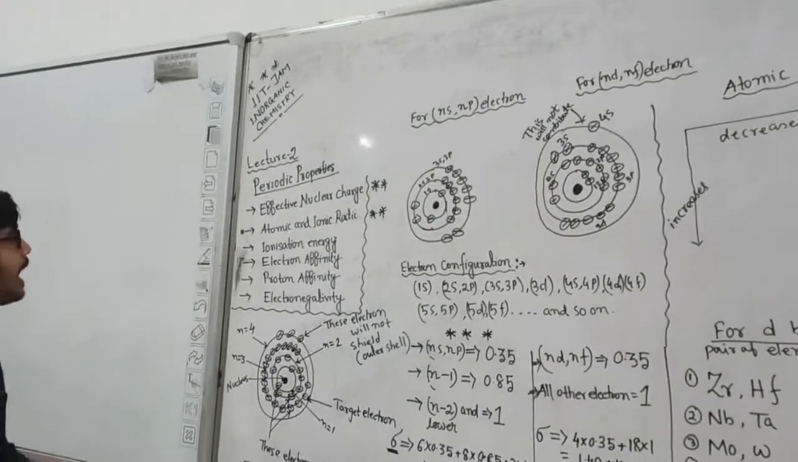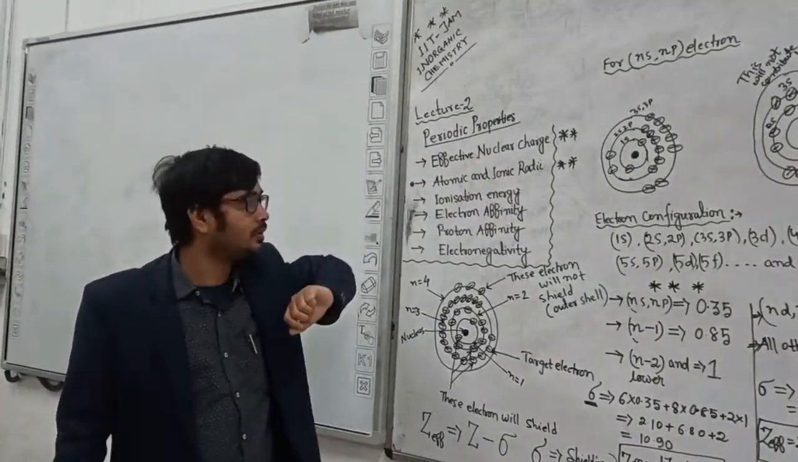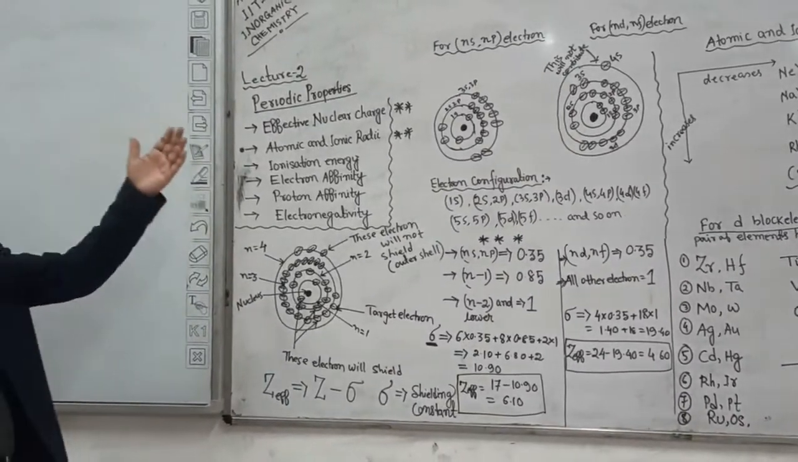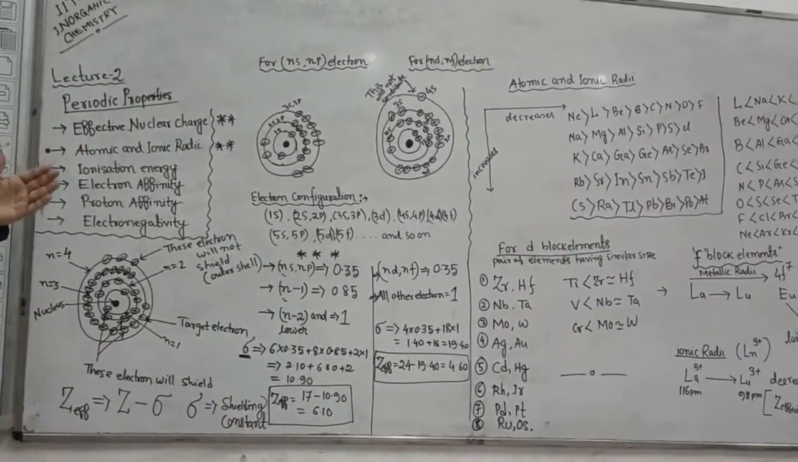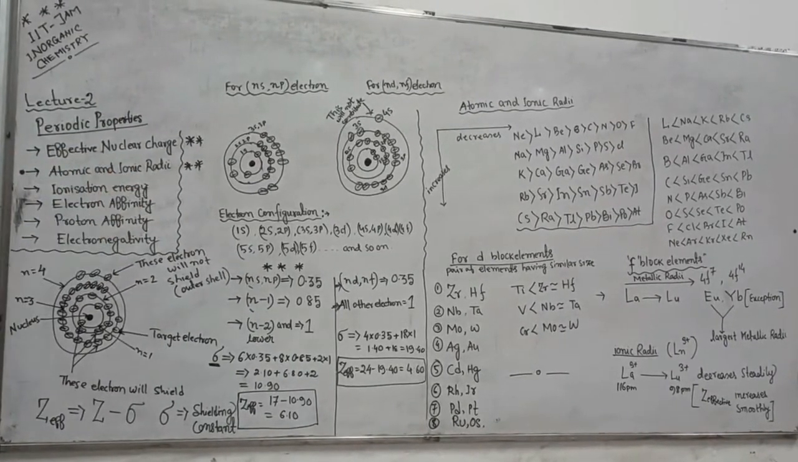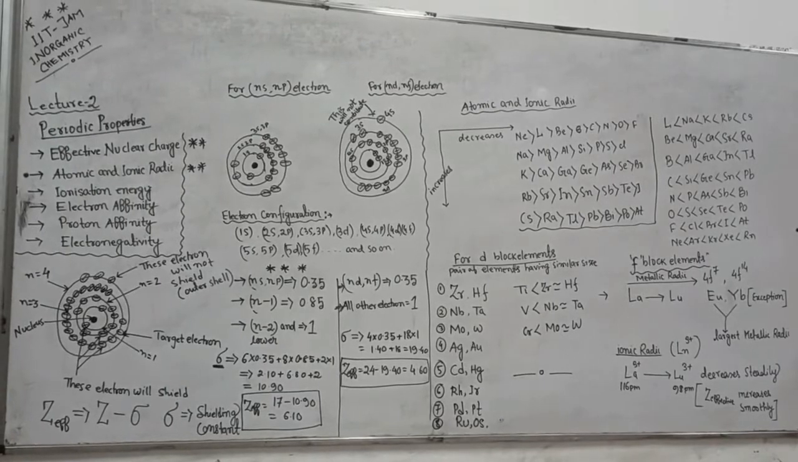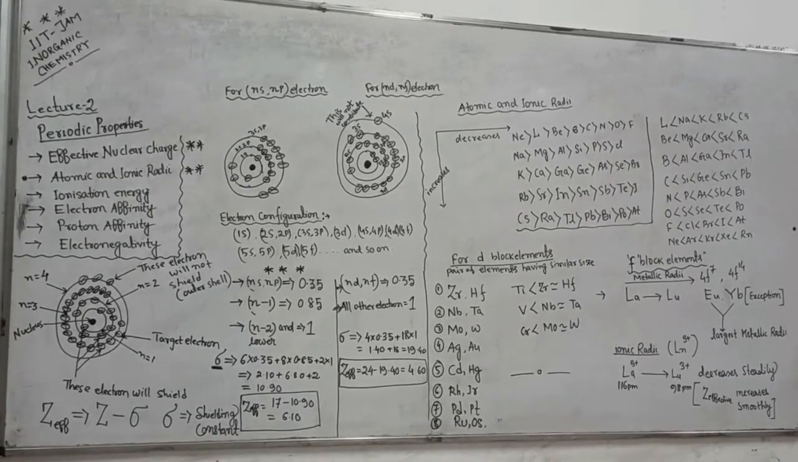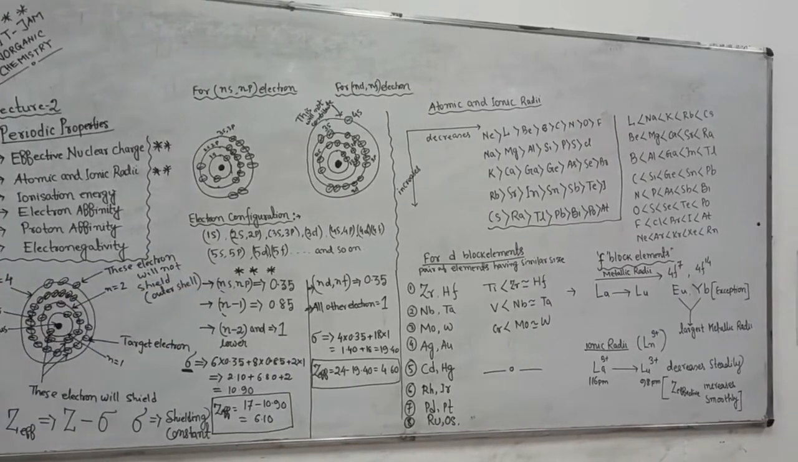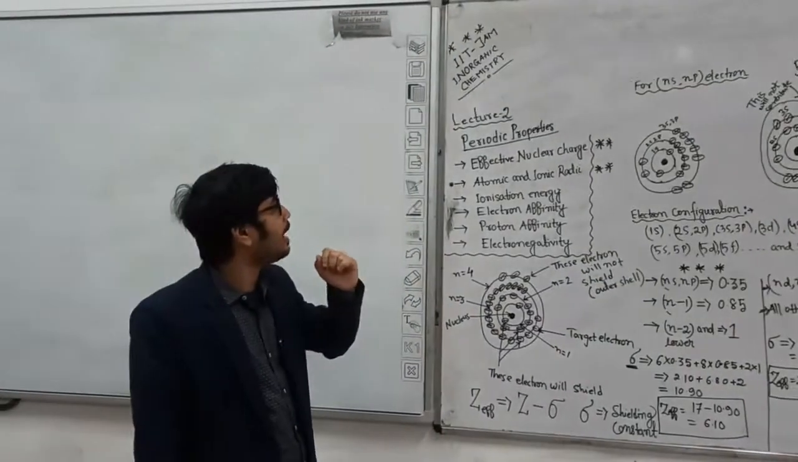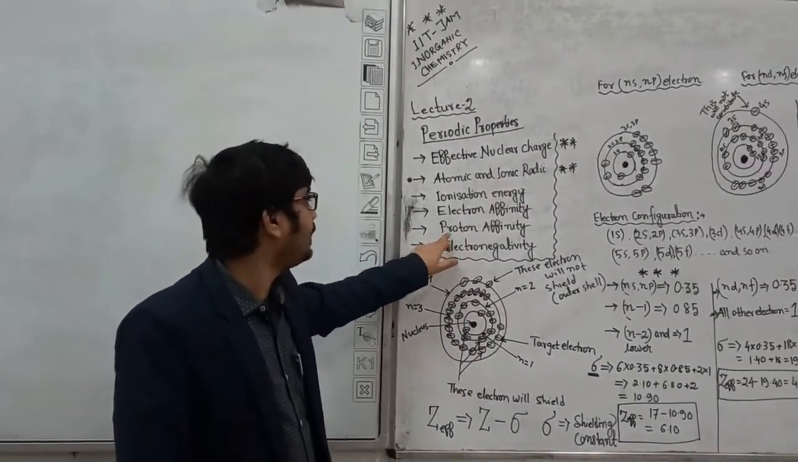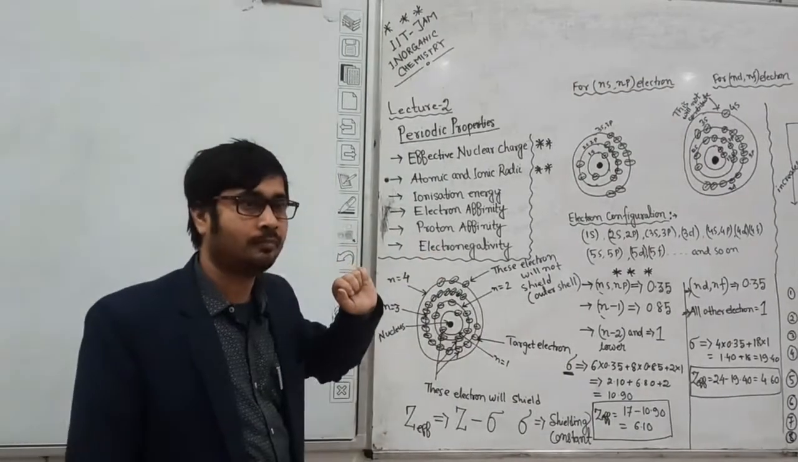So today I discussed effective nuclear charge, where you can calculate the effective nuclear charge and shielding constant for s and p electrons as well as d and f electrons by applying Slater's rules. I also explained atomic and ionic radii. Sometimes the trends in periods and groups come in the exam, where I also explained a few exceptions in d block and f block elements. Now in the next lecture I am going to explain ionization energy, electron affinity, proton affinity and electronegativity.